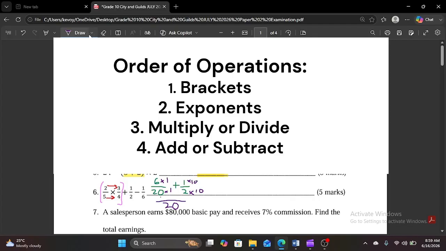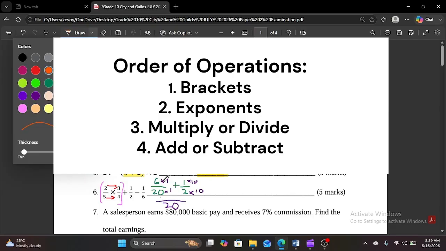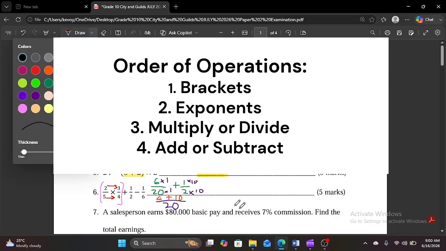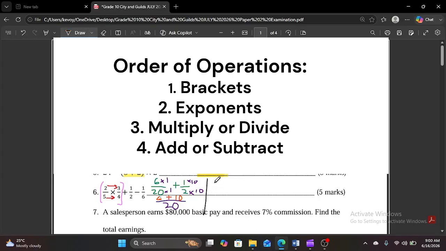All right, so that's going to be 1 times 6, which is 6, plus 1 times 10, that's going to be 10. So that's going to leave me with my answer, which is going to be 16.